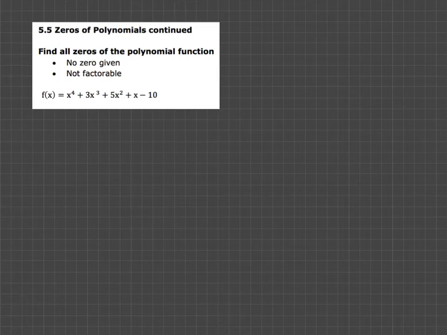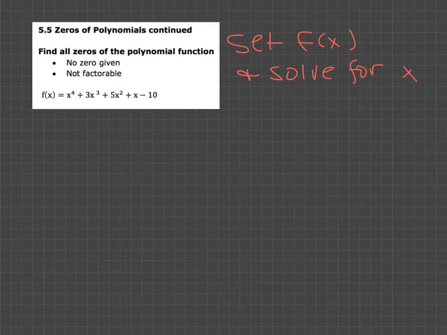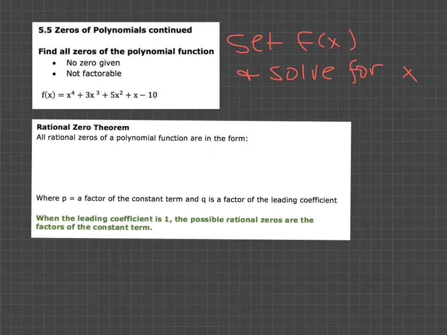So we know how to find zeros of a polynomial. We set the function equal to 0 and solve for x. Now like I said, this is not factorable, so we're not going to be able to just directly solve that for x like we maybe have in the past, and we don't have a zero or a factor given to us. So we need another tool, and that tool is the rational zero theorem. And don't be thrown off by that word theorem, it's pretty basic.